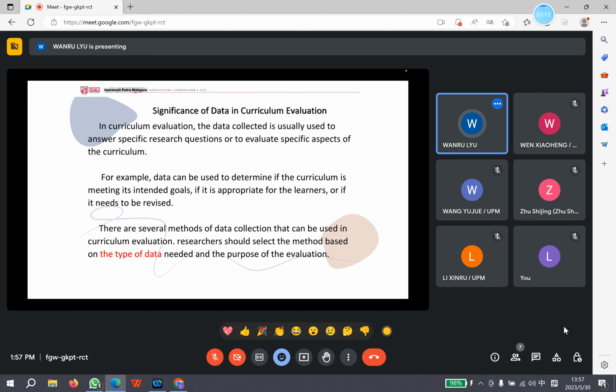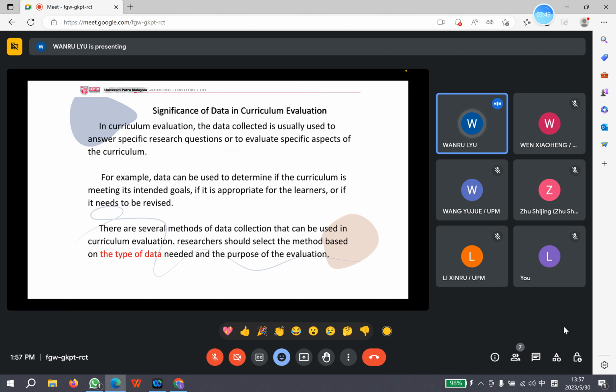Since this course is curriculum evaluation, we should know that data also plays a very essential role in curriculum evaluation, because in curriculum evaluation, the data collected is usually used to answer specific research questions or to evaluate specific aspects of the curriculum. For example, data can be used to determine whether the curriculum is meeting its intended goals, whether it is appropriate for the learners, or whether it needs to be revised.